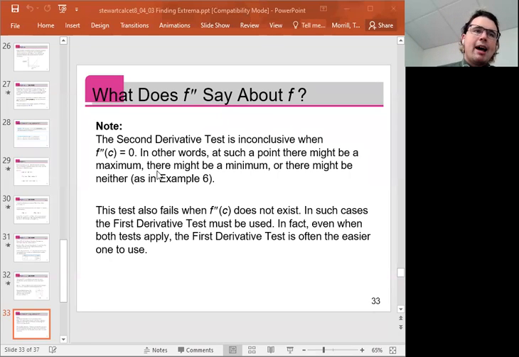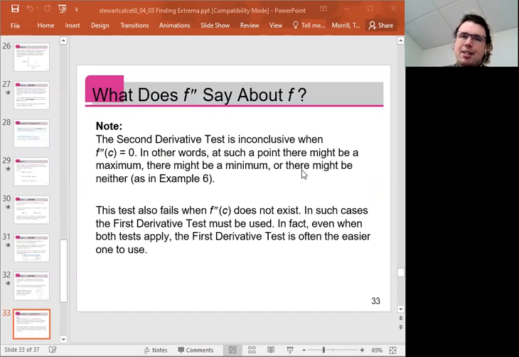Now, one last thing that I want to add here is that in that last problem, we had a point where the second derivative test came back not enough information. I found a critical point. I calculated the second derivative, evaluated at the critical point, and I got 0.